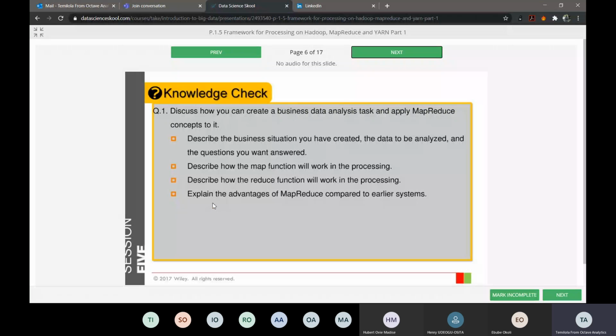So the last point here says, explain the advantages of MapReduce compared to earlier systems.